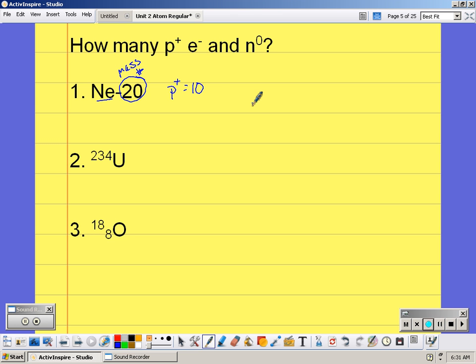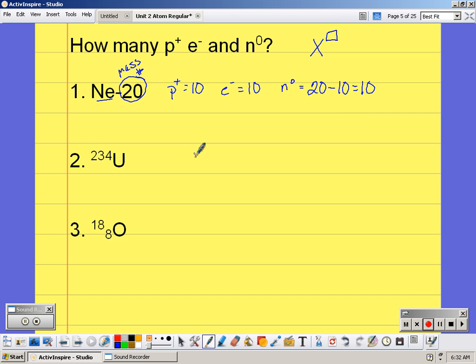There's no charge. If we look at our symbol, the upper right-hand corner is where there would be a charge if there was a charge. There's no charge given to us up there, so the electrons have to also be 10. For neutrons, we have to take our mass number minus our protons to get our neutrons. So it would be 10.